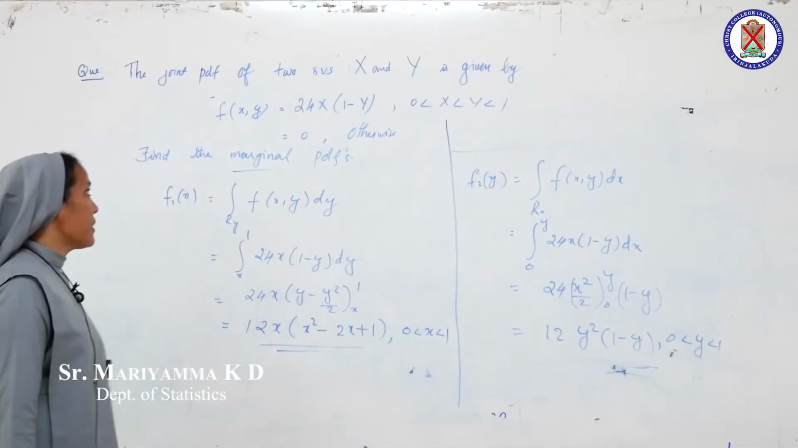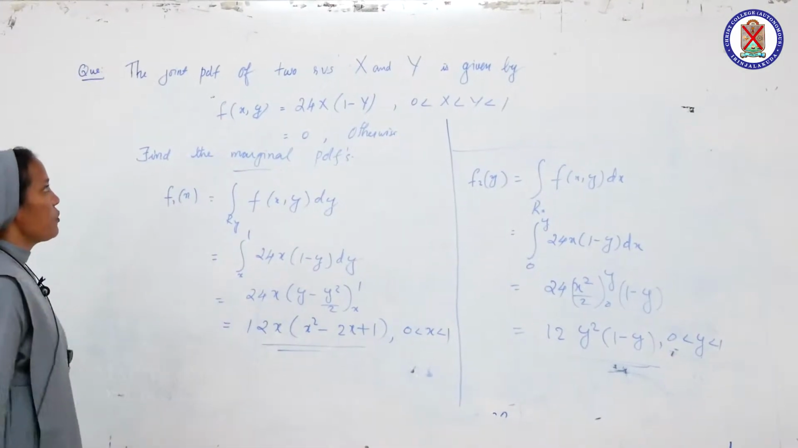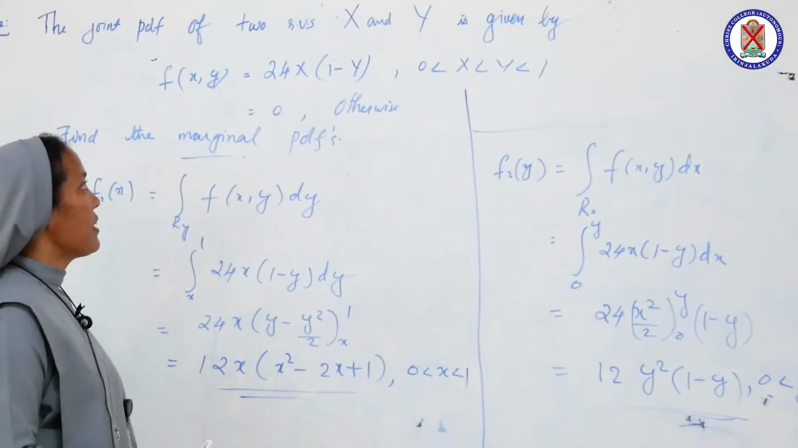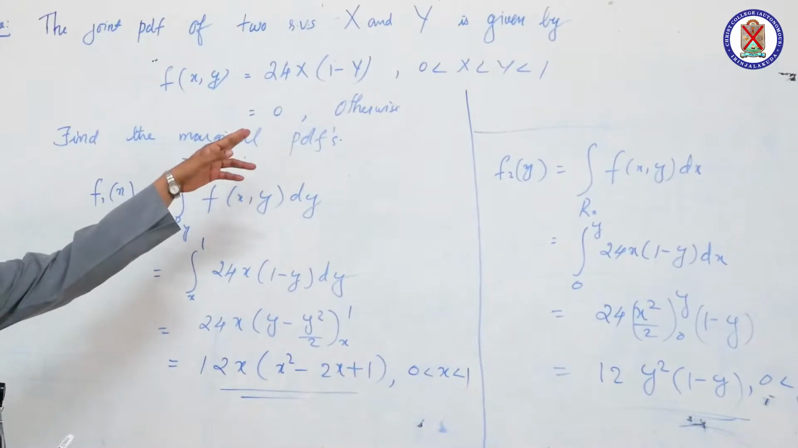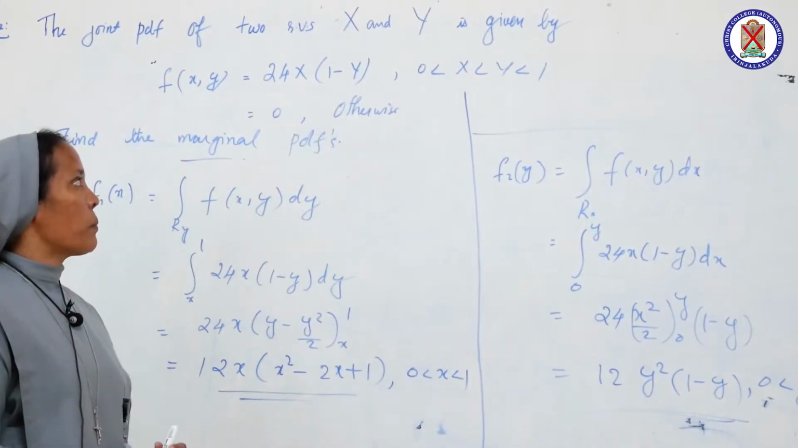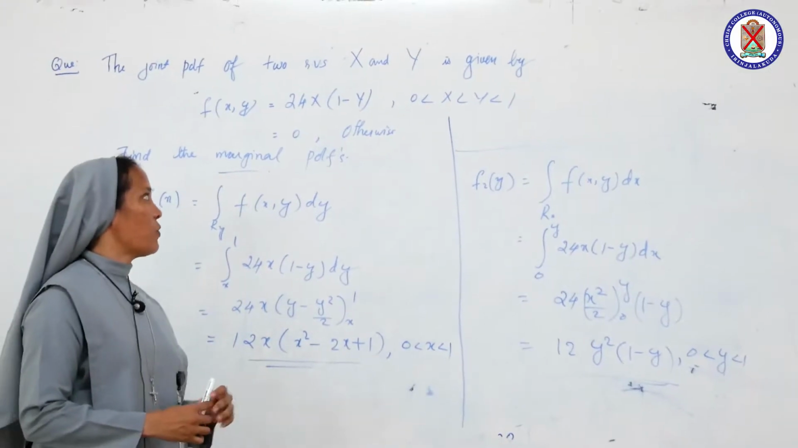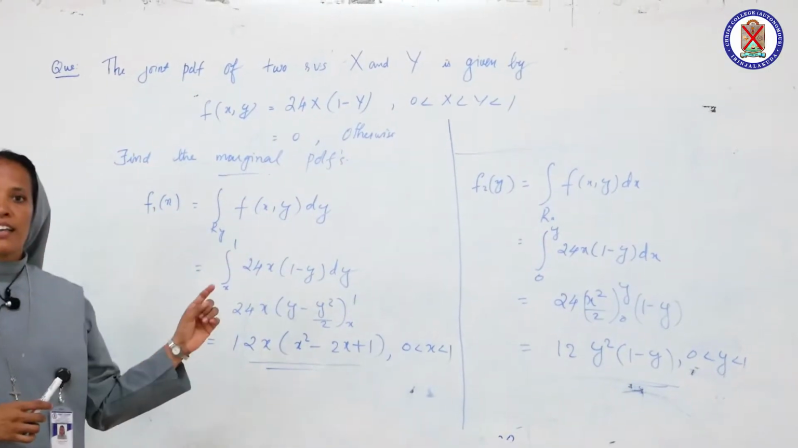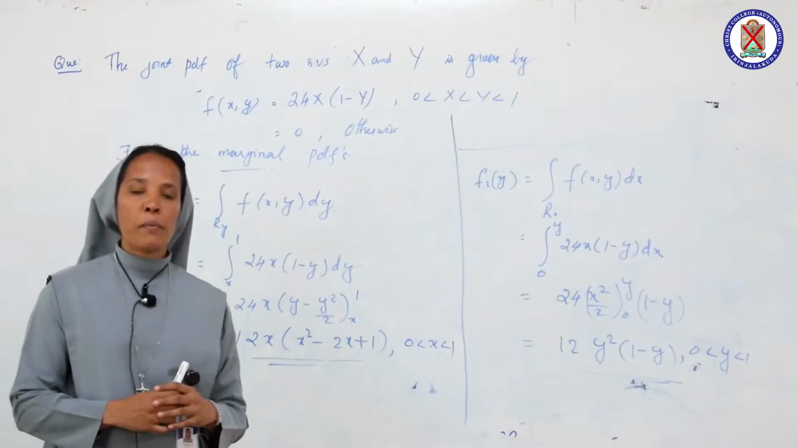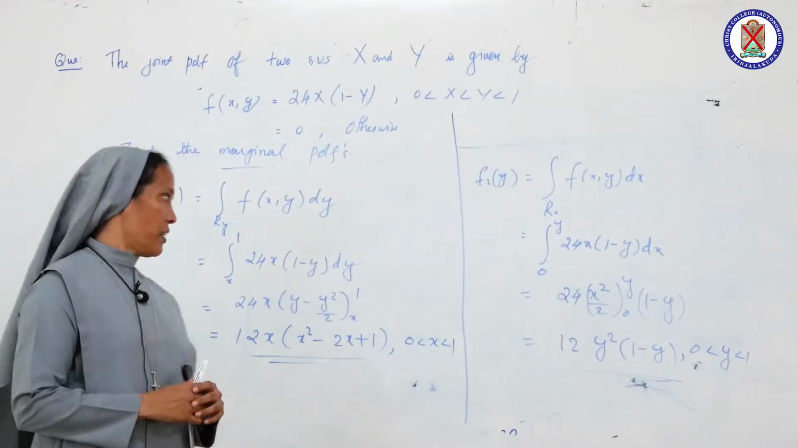Now we come to another problem. The joint PDF of two random variables x and y is given by f(x,y) = 24x(1 - y), where 0 < x < y < 1, and equal to 0 otherwise. Here we have to obtain the marginal PDFs of x and y.